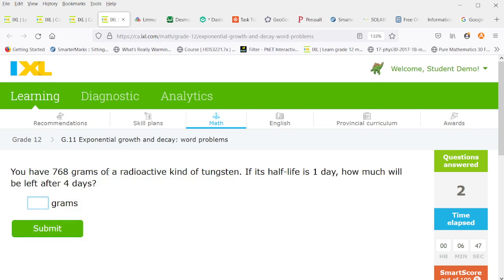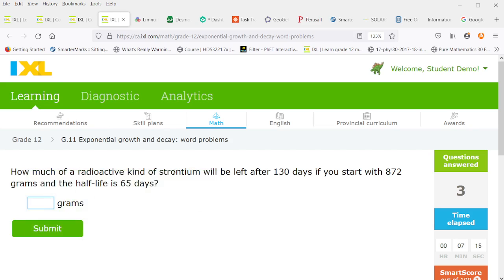You have 768 grams of a radioactive kind of tungsten. If its half-life is 1 day, how much will be left after 4 days? So we have 4 periods of 1/2. 2 exponent 4 is 16. So we have 768 divided by 16, which is 48 grams.